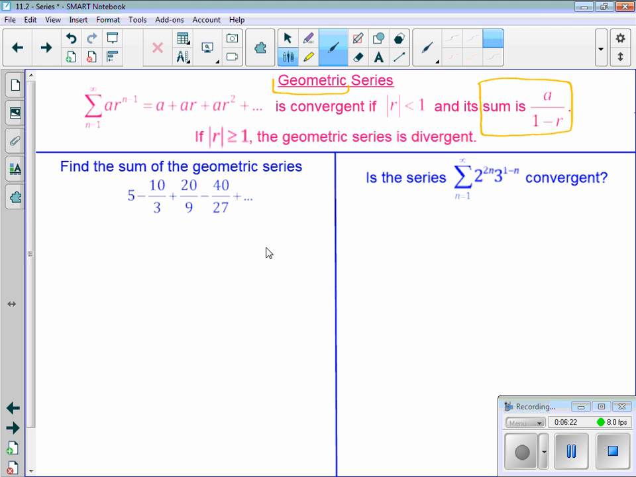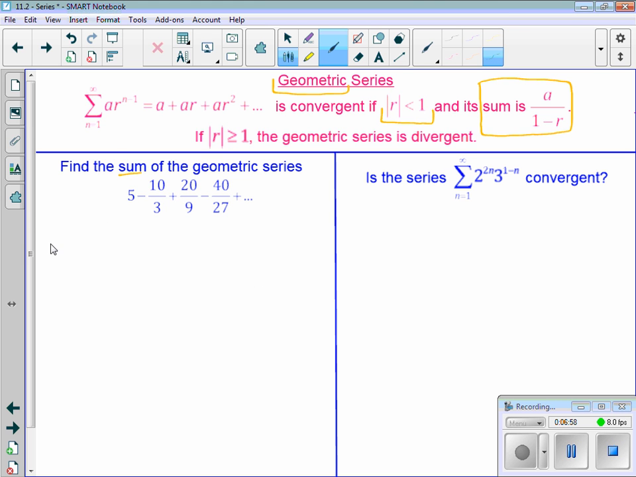And what it means to be geometric is you start with a number, and then you times it by r to get your next number, and then you times it by r again to get your next number, and so on. So there's that common ratio. So if the absolute value of your common ratio is less than 1, then it's convergent. If it's greater than or equal to 1, so if the numbers are getting bigger and bigger and bigger, then it's going to be divergent. So when you are given something like this, find the sum, first you have to figure out if it's convergent or divergent, because sometimes it just diverges and you can't find the sum.